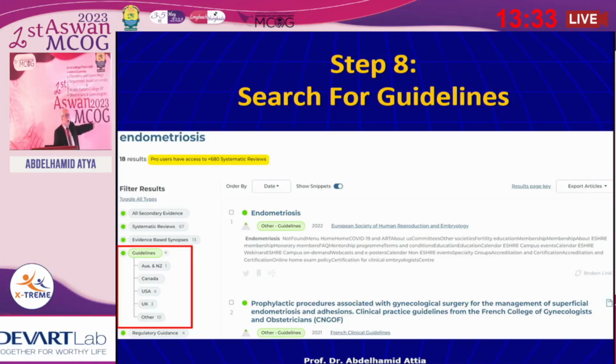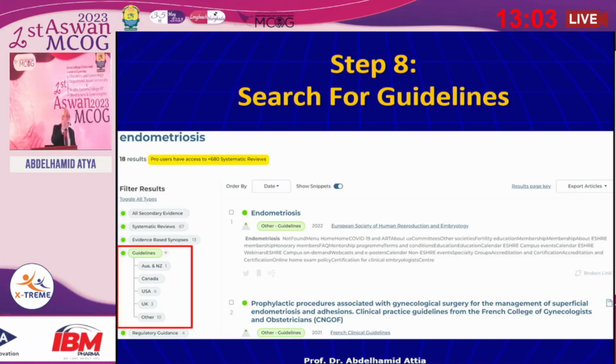In Australia and New Zealand, there is one guideline. In Canada, no guidelines on endometriosis. In the USA, there are 4 guidelines. In the UK, there are 3 guidelines. Other guidelines, there are 10 other guidelines. And on the right-hand side, you will find all of these guidelines presented by their title and a small summary of the guideline written below.